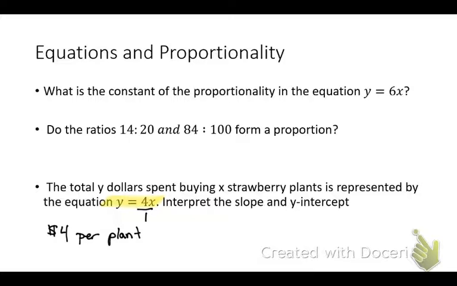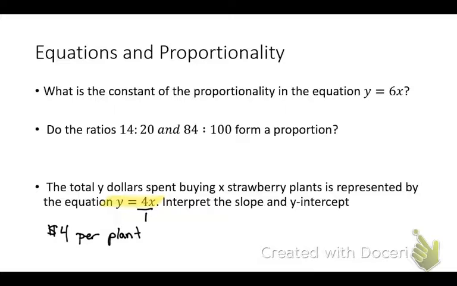$4 per plant. What about the y-intercept? Can anybody tell me what's happening with my y-intercept in this question? What do you think, Jonah? 0. It is 0. So what does that mean? How can I put that into a sentence? My y-intercept is 0, so Chloe?